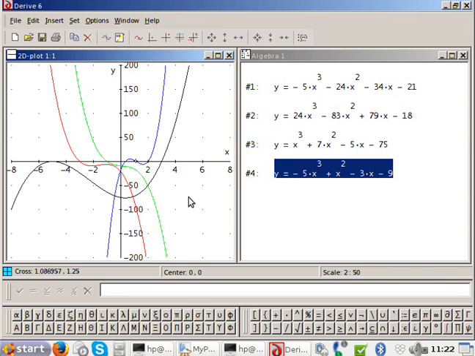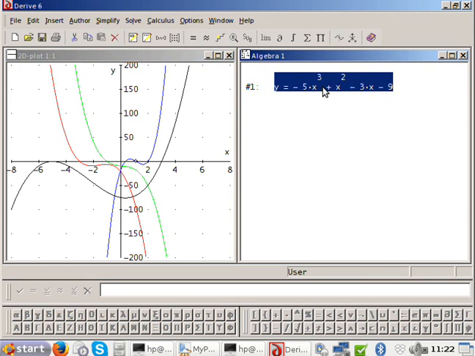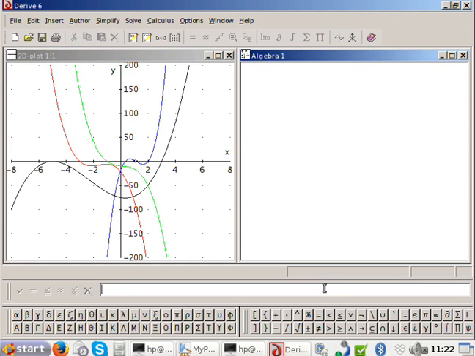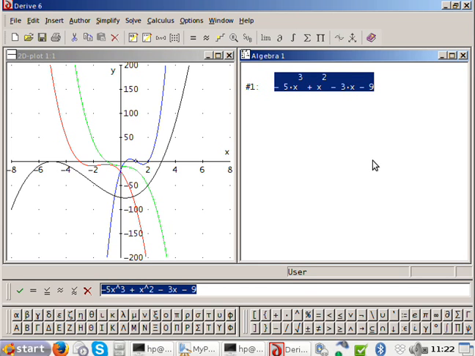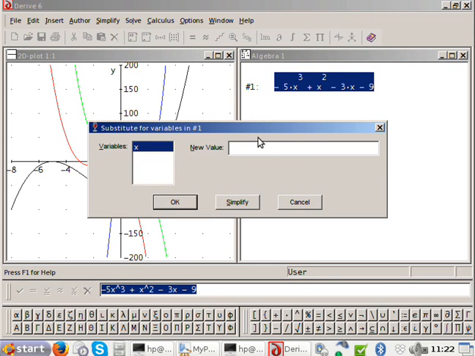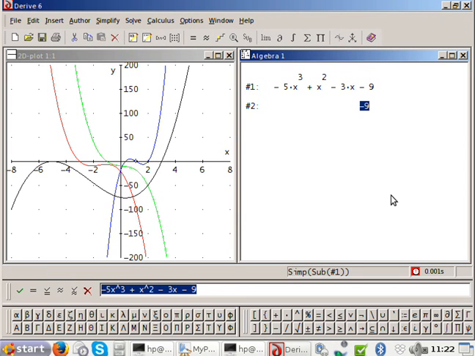Student: Yes, can you explain the question for me? Question 4. Oh, the last one. Yeah, the Y. Do you want me to do it? Yep. Okay, so let's have a look here. You have minus 5x cubed plus x squared minus 3x minus 9. Okay, so what do you do first? Well, we'll put in 0 and we get minus 9. So that's the y-intercept. Now let's get some roots.